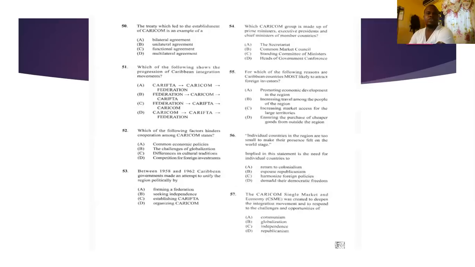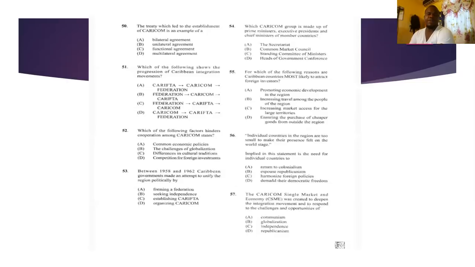51. Which of the following shows the progression of Caribbean integration movement? Is it A, CARIFTA, CARICOM, then Federation, B, Federation, CARICOM, then CARIFTA, C, Federation, CARIFTA, CARICOM, or is it D, CARICOM, CARIFTA, Federation? All right, so Federation was the first attempt, and that was the only one that failed. Good, so after Federation, then we got CARIFTA, then after CARIFTA, then it was CARICOM. So the answer for 51 is C.